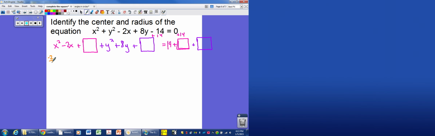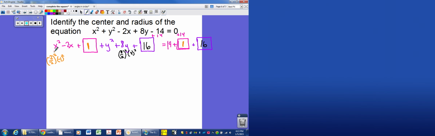Half of -2 squared. So half of -2 is -1. -1 squared is 1. So I'm going to add 1 to both sides because of my pink box. And let's see, half of 8 squared. Half of 8 is 4. 4 squared is 16. So I'm adding 16 to both sides because of my purple box.